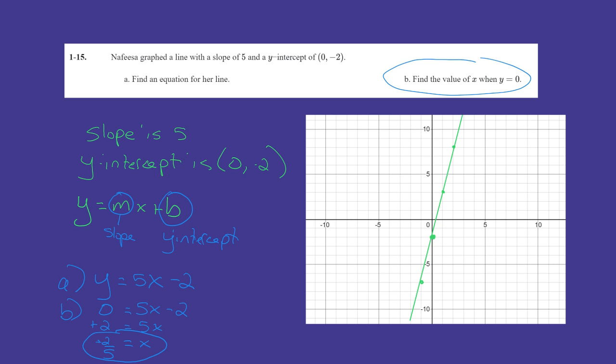So I have graphed over here this linear equation that goes with part A. If you take a look at it, where is the y 0? That would be at this point. Well, that is approximately 2/5. So that's how you work this. If they're asking you to find the x value when y equals 0, you're basically finding the solution for the x. Okay? That's it. Let's move on.